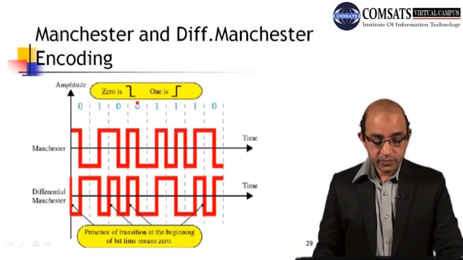So here we have Manchester and differential Manchester. 0, right? So you can see 0, right? And then this is 1. So this is, you can say, falling, and this is rising, and you can see the transition in the middle of the bit, right?